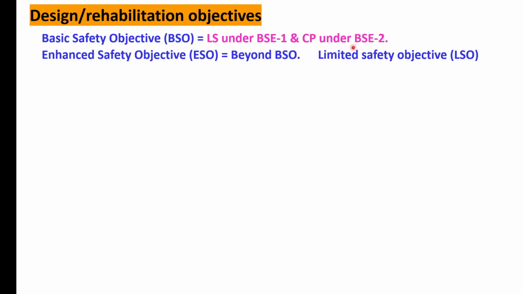Very high earthquake comes, it should not collapse. So CP. Moderate earthquake of BSE-1 level, then it should show at least life safety, life should not be threatened. That's why it is called basic safety objective. Now if we go higher than the basic safety objective, then it is called enhanced safety objective, ESO. It is beyond the BSO. And limited safety objective, it is called LSO, which is lower than these two.